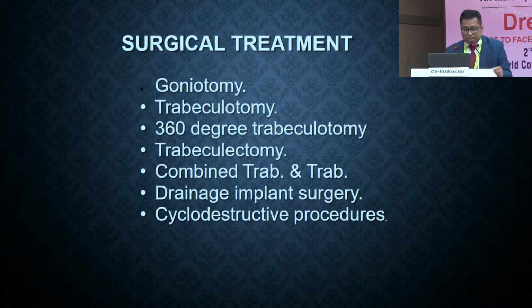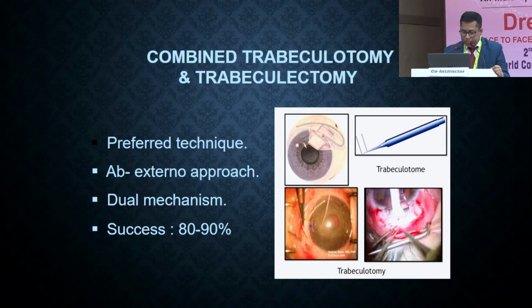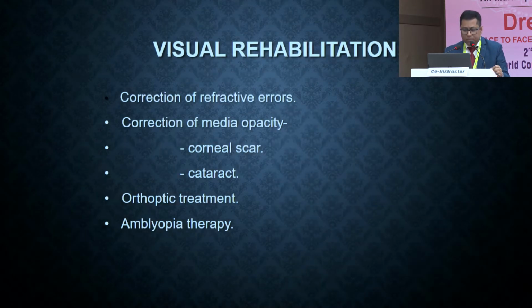So different surgical treatments: goniotomy, trabeculotomy, 360-degree trabeculotomy, trabeculectomy, combined trab and trab, drainage implant surgery, cyclodestructive procedure. In my country, we used to do the trabeculectomy, combined trab and trab, drainage implant, and sometimes the cyclodestructive procedure with cyclodiode. This is the most preferred technique so far. In my experience, the success rate is 80 to 90%.